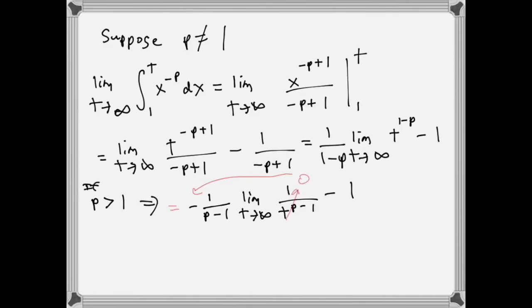And so the answer is just negative 1 over p minus 1 times negative 1, right? Because I have this times this entire limit. And so if I multiply it out, I end up with 1 over p minus 1. In other words, it converges.